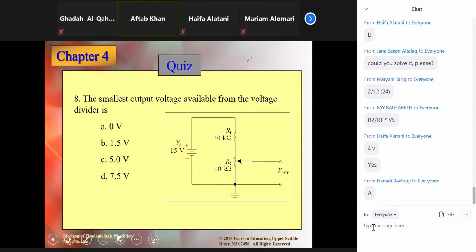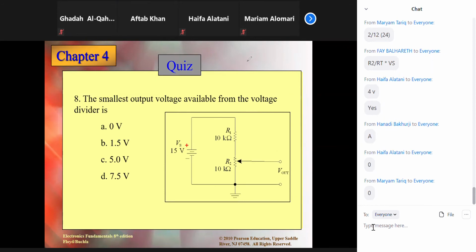Now, it's again the smallest output they are asking. Yeah, it's gonna be 0 because it is a variable this time. And if the arrow is down, yani at that time R2 value will be 0. When it is 0, V out or V2 is gonna be 0. All right.